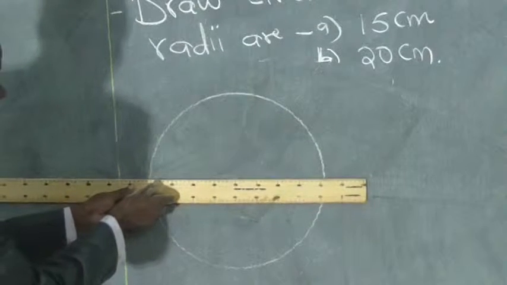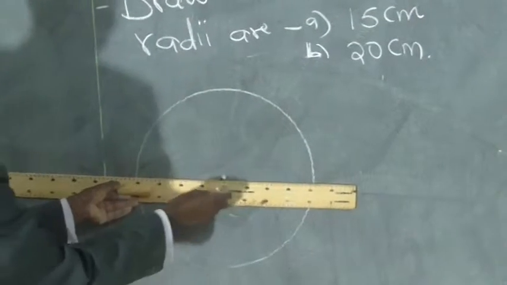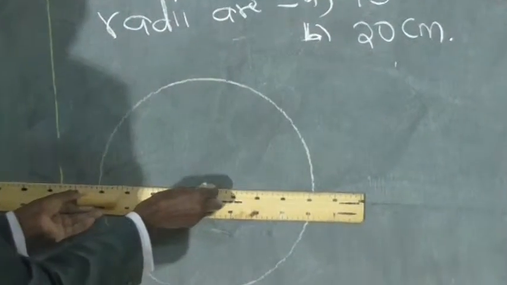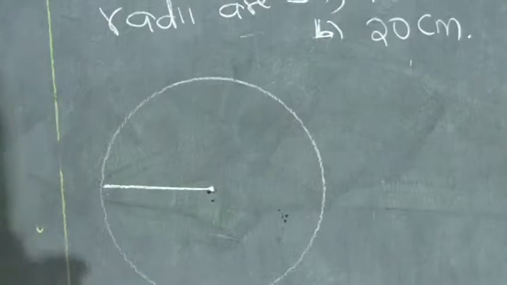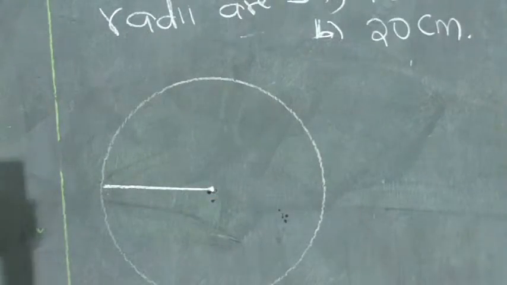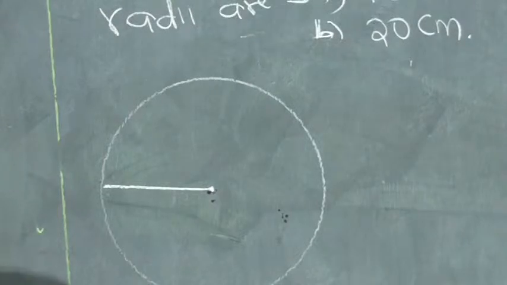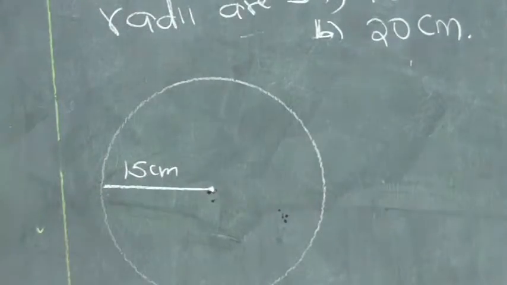place that ruler in this order, then draw a line that runs from the center to the edge of the circle. As you said, a line that runs from the center to the edge of the circle is its radius. Therefore, we write 15 centimeters, since the radius used to construct the circle was 15 centimeters.